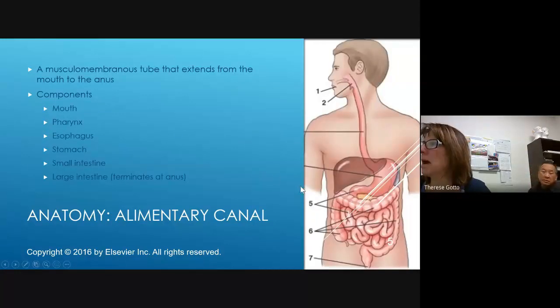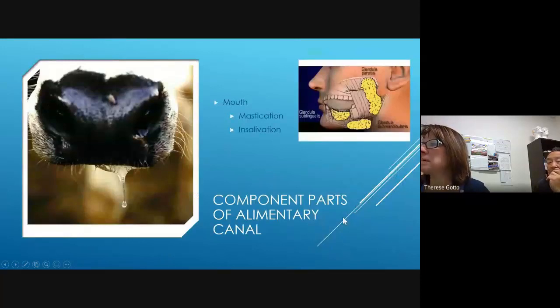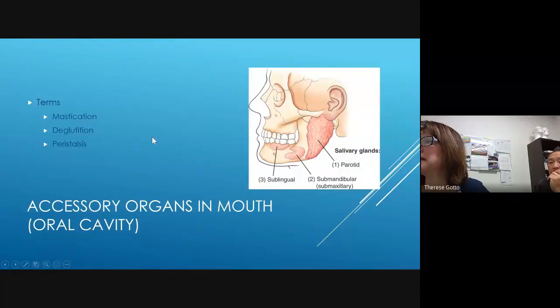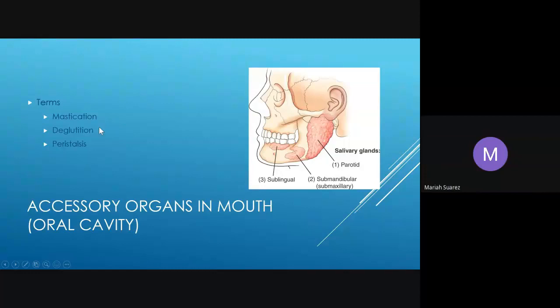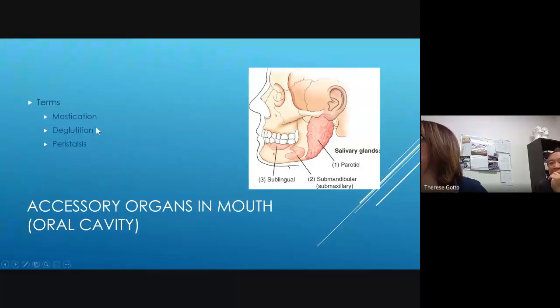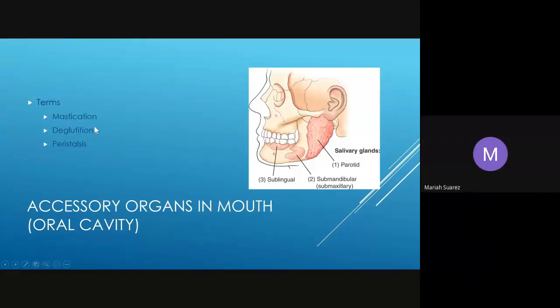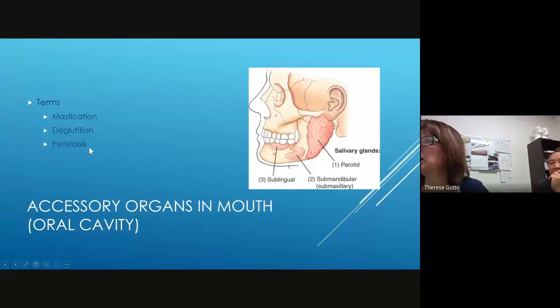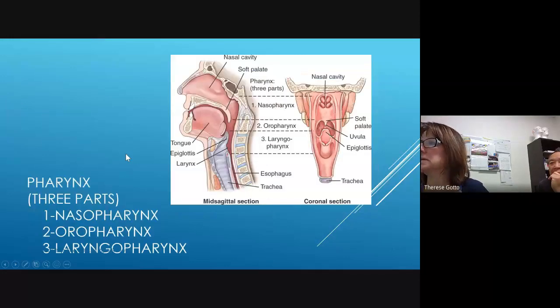The components of your alimentary canal: the mouth, the pharynx, the esophagus, the stomach, the small and large intestines. Remember, the salivary glands help with mastication and breaking down with enzymes. Okay, what's mastication, you guys? Do you remember the terminology you need to know? Chewing. And deglutition. Deglutition, anybody? Swallowing. Yep, good. And then peristalsis, everybody remembers what peristalsis means, yes?